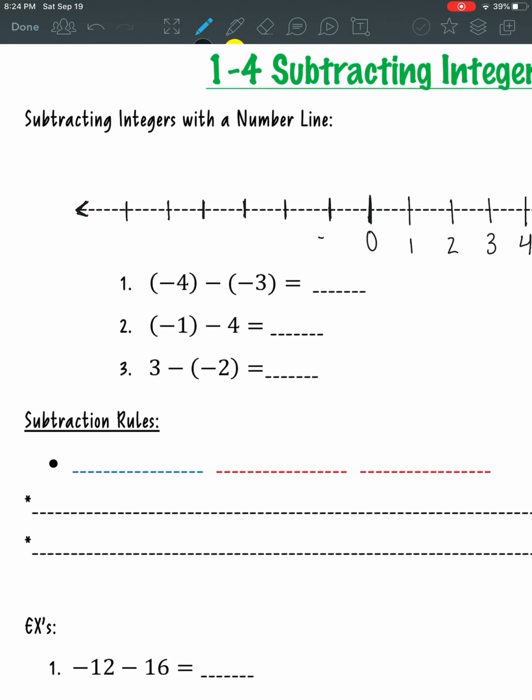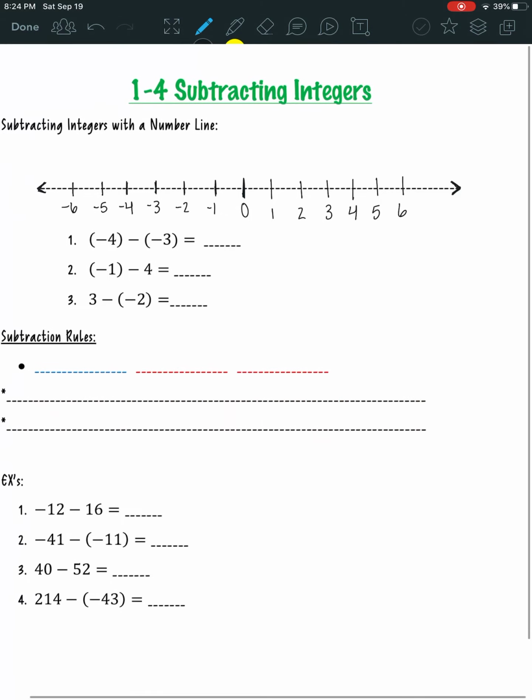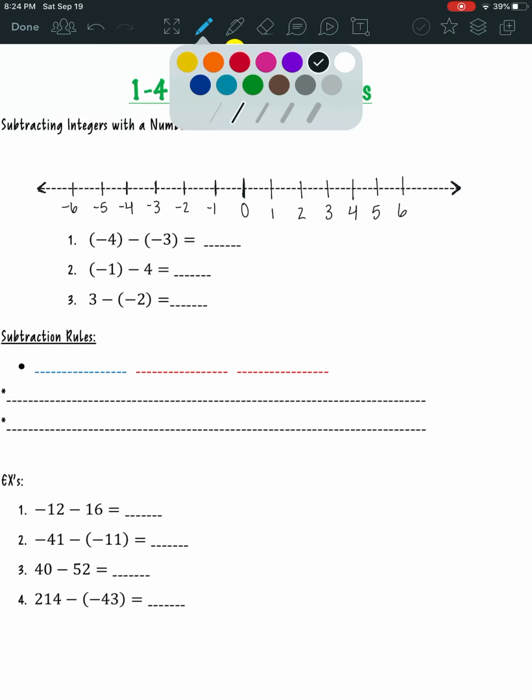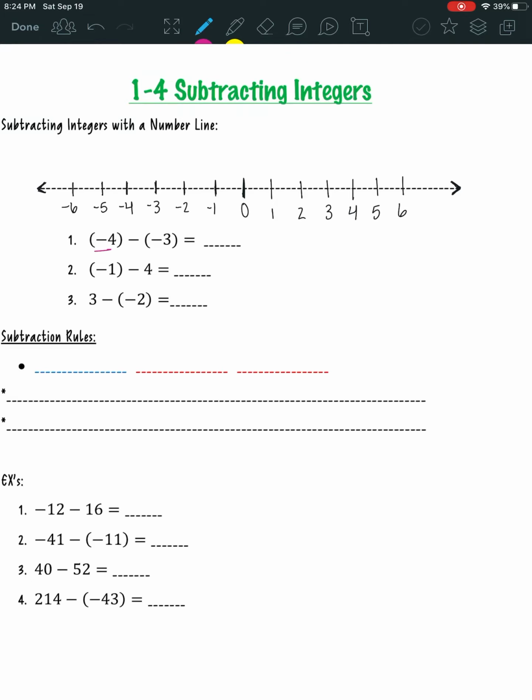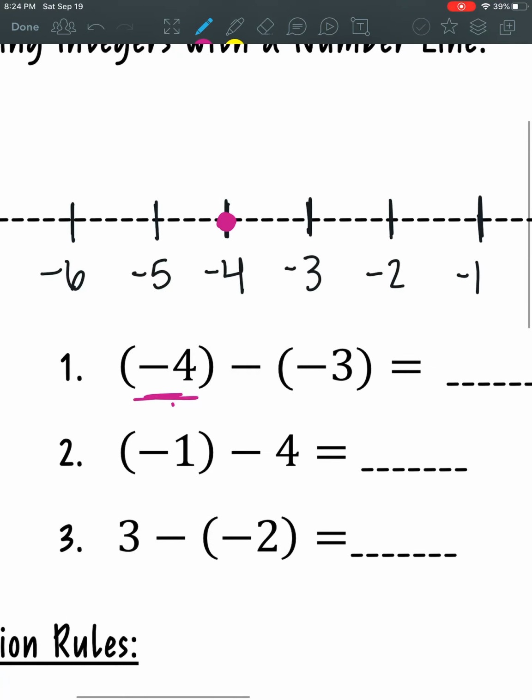Okay, so first start out, create your number line and label your numbers on your number line. Okay, so again, I'm going to do all of these examples in a different color to show you which one goes to which example. So let's start out, we're going to deal with -4 minus -3. So we always start at that first number, so we're going to start out at -4.